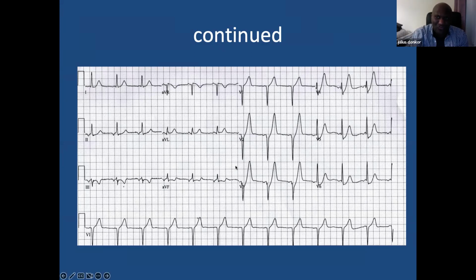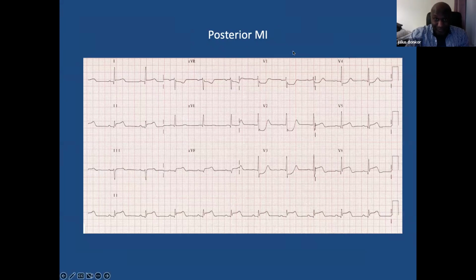Sometimes it's really, very subtle. You can't see it. So this is the posterior MI that we spoke about last week as well. With a posterior MI, you might get ST elevation in the inferior leads, but you're looking at V1 to V3, and it might extend into V4. So you get ST depression in these chest leads, V1 to V3. It might just be V2 to V3, and it might extend into V4.